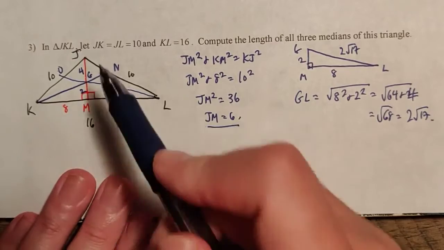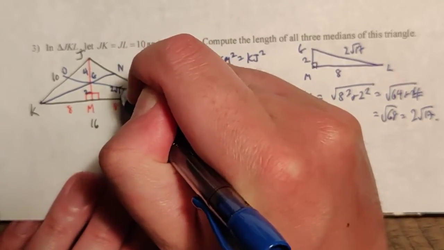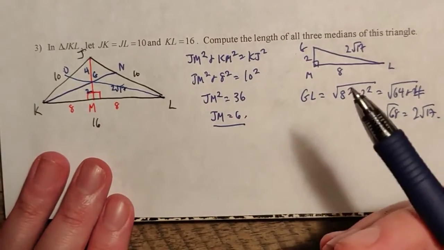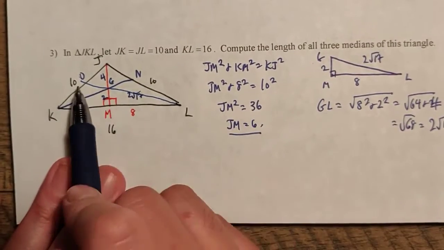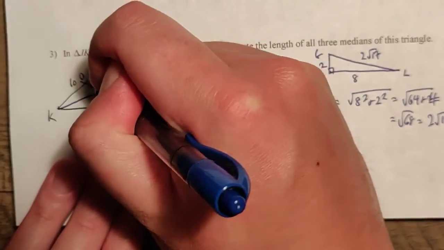But wait a minute. Again, note that G divides JM into a 2-to-1 ratio, so this is 2 radical 17. But it also divides all the other medians into a 2-to-1 ratio as well. So that means GL to GO here is 2-to-1. That's 2 radical 17, so therefore there's radical 17 at the end here.